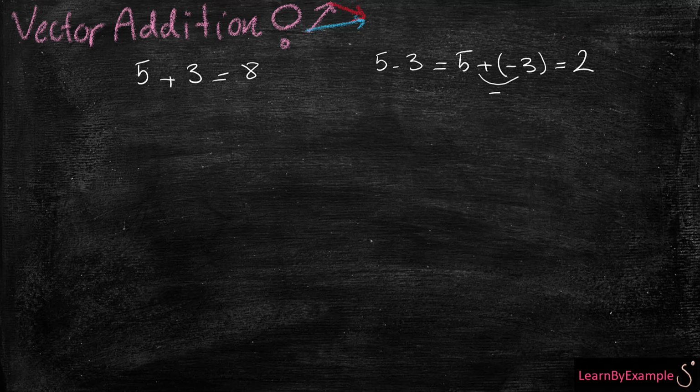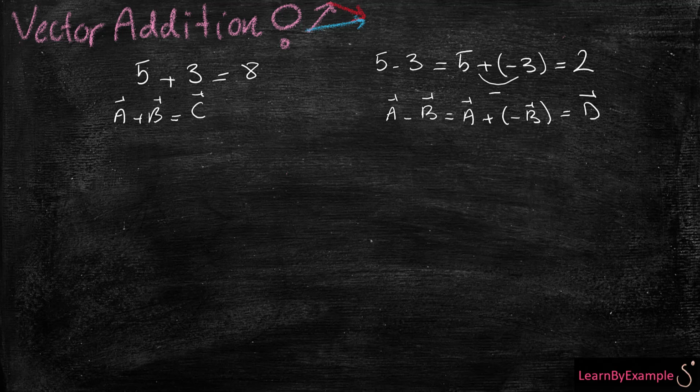So same thing when we have vector addition. Let's say we're adding vector A and vector B together, the answer to them, we're going to call it C. But if I'm subtracting them from each other, I can actually write it as a vector addition. So I can write it as vector A plus the negative of vector B. Let's call that vector D.